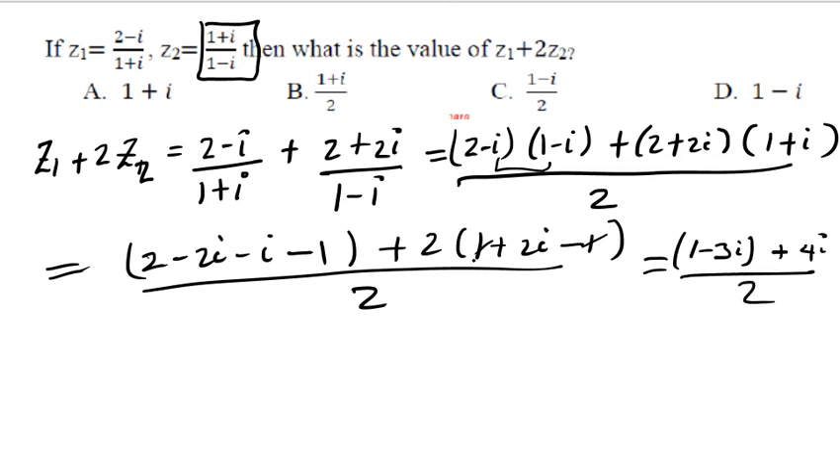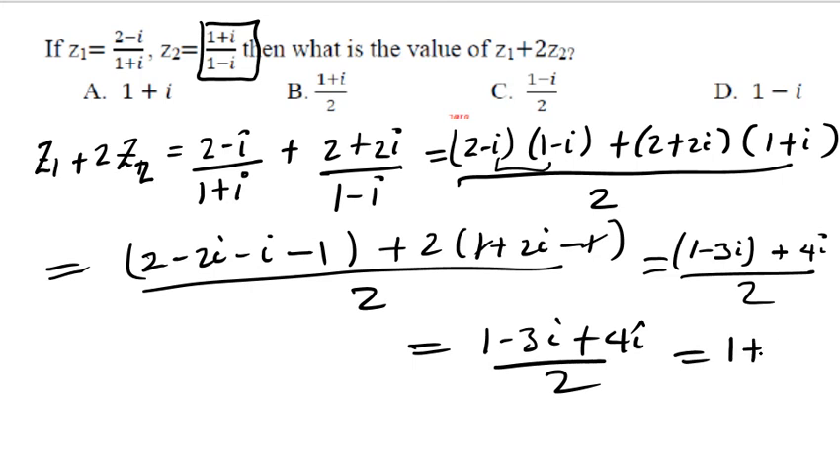This is plus. Okay, 1 minus 1 will be cancelled, and 2 times 2i will be 4i left. So this is going to be 1 minus 3i plus 4i, the whole over 2, which is the same as 1 plus i, the whole over 2. So the answer will be found at B.